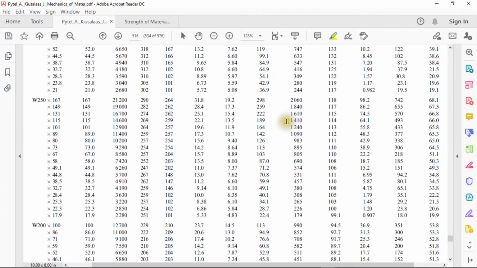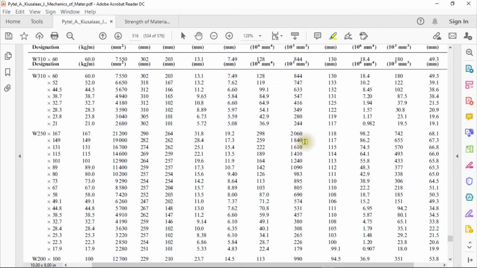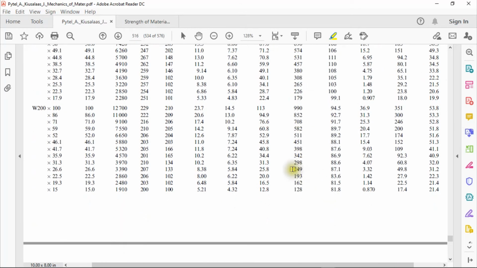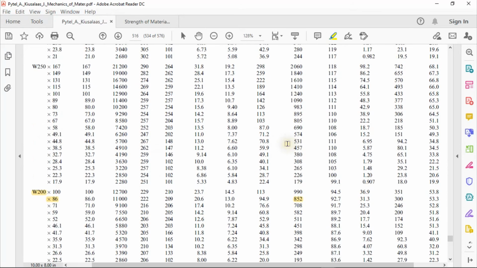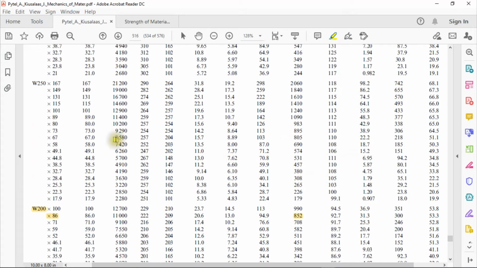Okay, so let's go to this part. We have 773 ba? Okay, we have 708. Nope, we should not use this one because this is lesser than the required section modulus. So we choose 852 instead. So we have our first section here, which is W200 by 86. So we take note of that. So we highlight that one. Then let's proceed now to the other section.